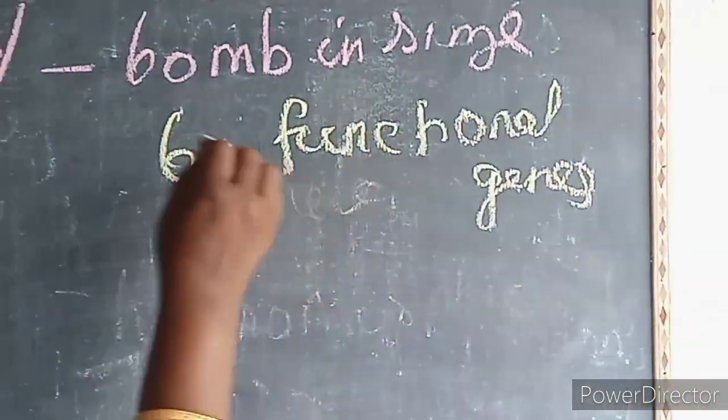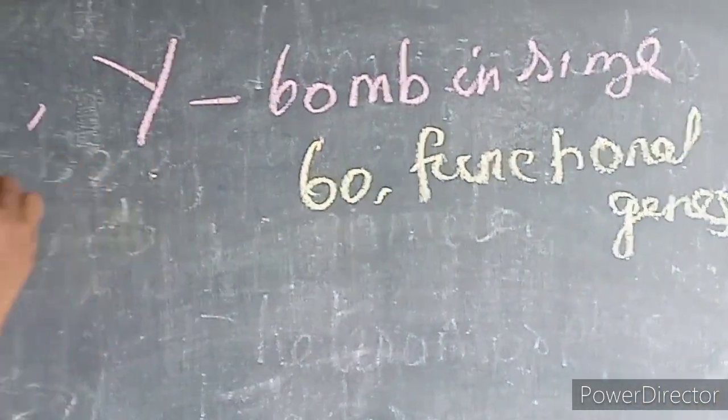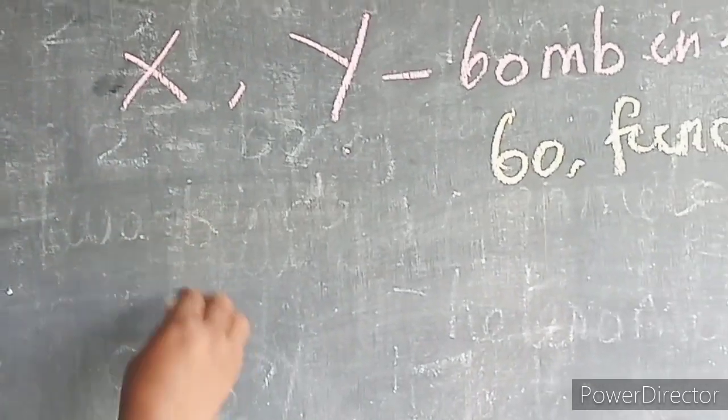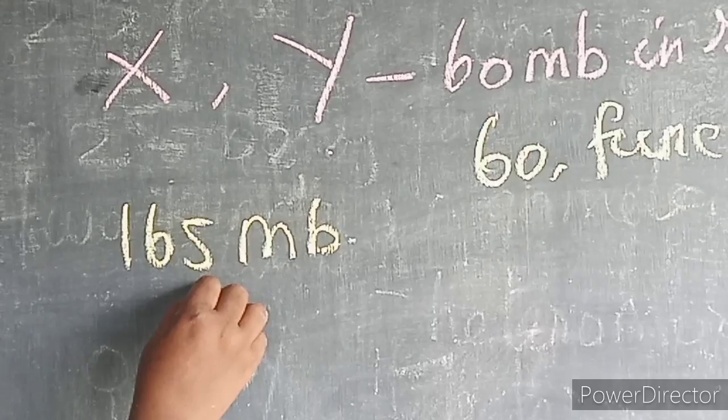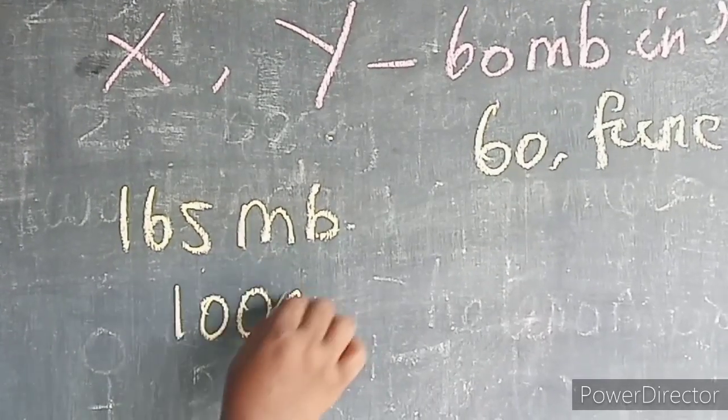So 60 genes are present in the Y chromosome. The X chromosome is 165 megabytes in size, and it has 1000 functional genes.